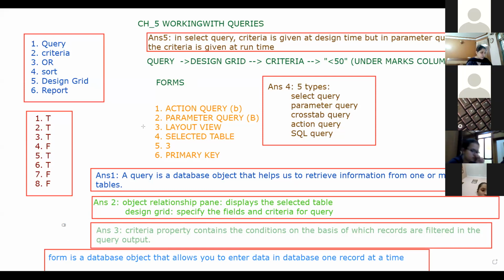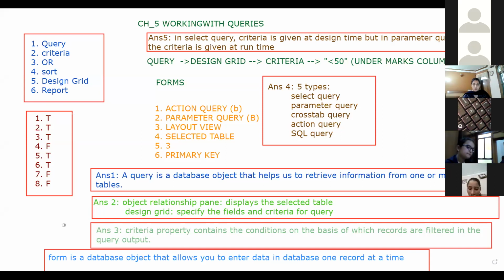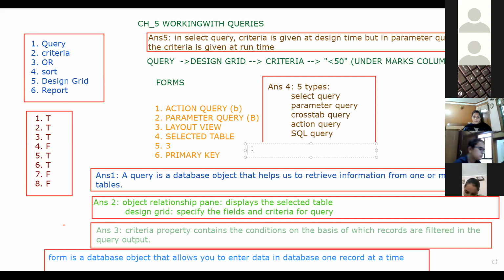Now the last question, question number 7. What is a report? How will you print a report? Now you again know that a report is an effective way to organize and summarize data for viewing or printing. Report is a database object.